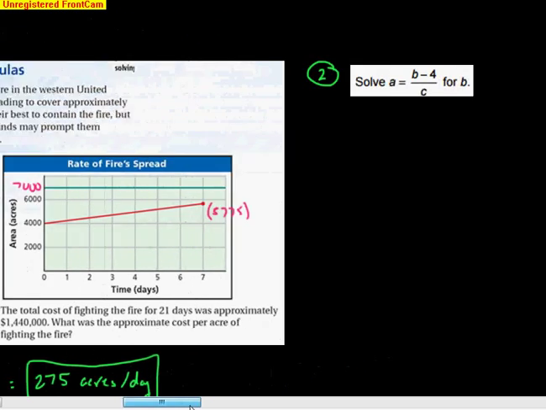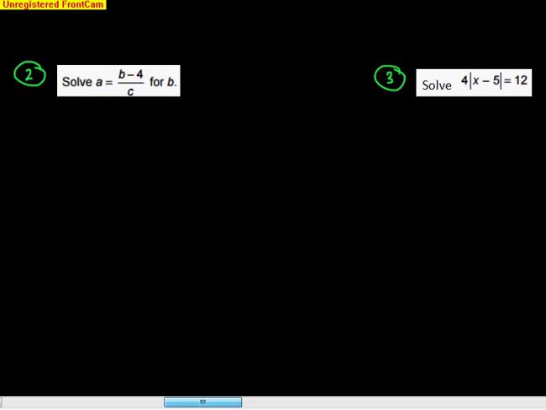Now, I just have 2 more problems here. We'll do number 2. Solve this equation for B. In class, remember I said, let's focus on where the B is, and say what is happening to the B. Right now, the B is being subtracted by 4 and divided by C. Remember we talked about that's what's going on to the B.